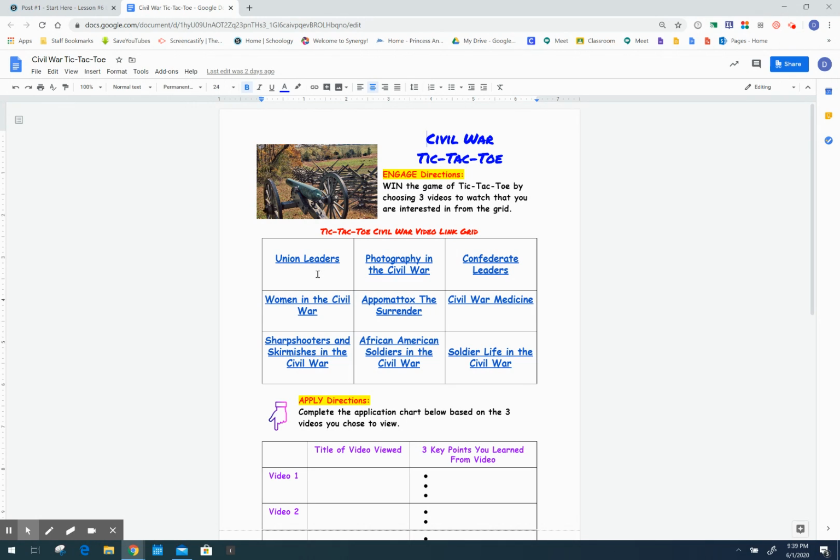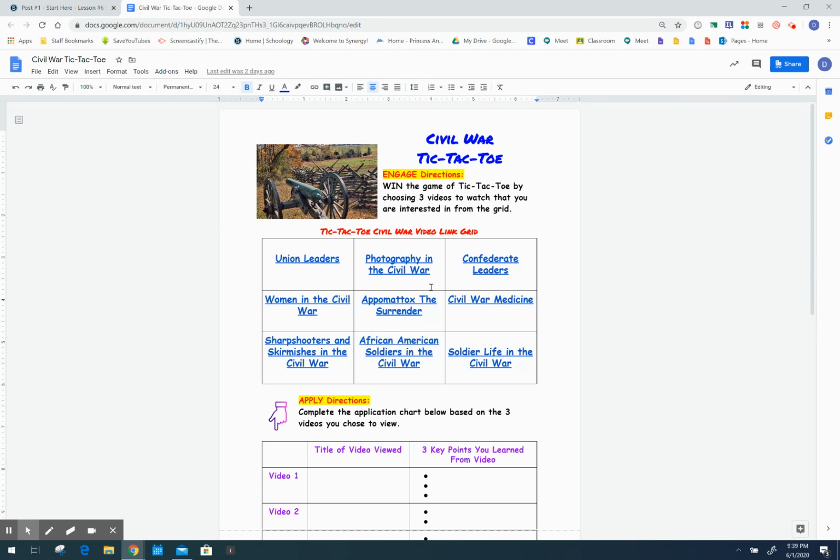We've got both one on the Union leaders and the Confederate leaders. Some of those you had to point out last week in the lesson when you were looking at the various battles and who some of the key leaders were on each of the sides of the North and the South. Maybe you want to look a little bit more into some of those, so there's an opportunity for that.